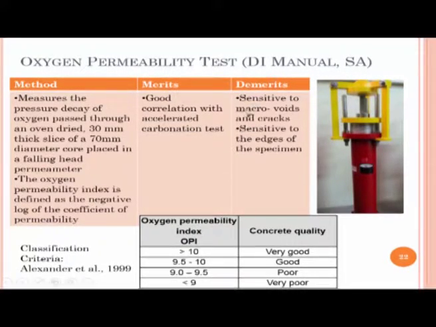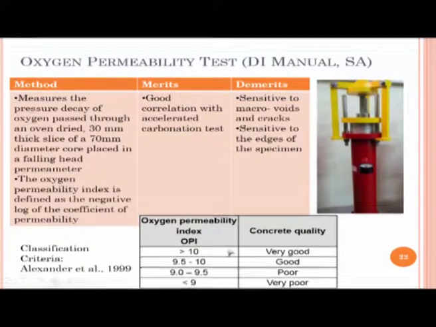The problem is it is sensitive to macro voids and cracks. If your concrete has macro voids and cracks, then the decay in pressure will be very rapid, and it is also sensitive to the edges of the specimen. So if your edges are not very good, if you have blunt edges instead of sharp edges, there will be leakage of oxygen, and then it will be very difficult to conduct this test.